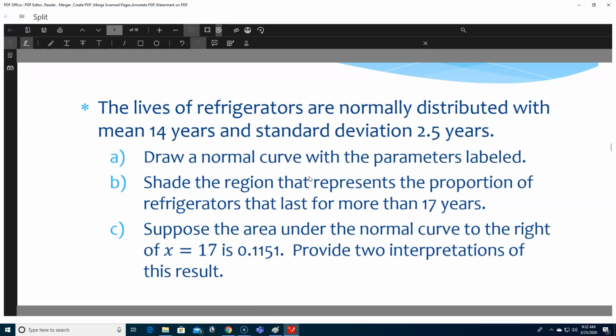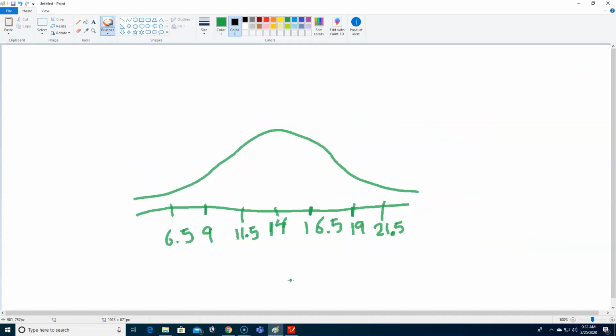Next, shade the region that represents the proportion of refrigerators that last more than 17 years. So it wants us to shade the region that lasts more than 17 years. So here's 16.5 years, 19 years, so 17 years would be somewhere in here. So I'm going to draw this line down so we can say 17.